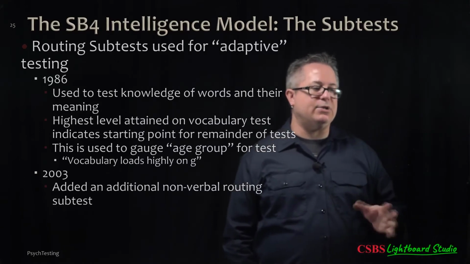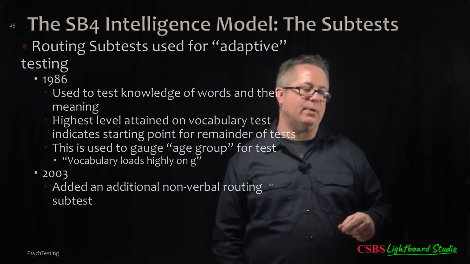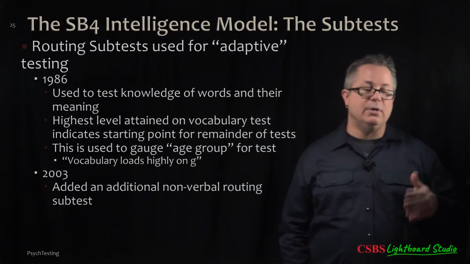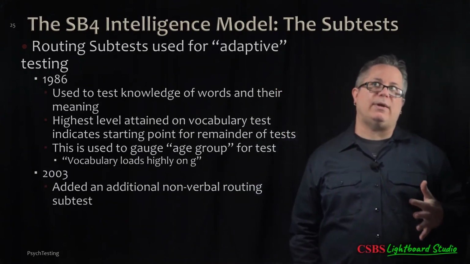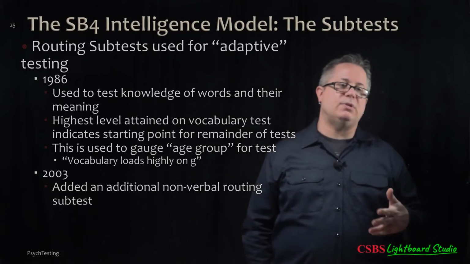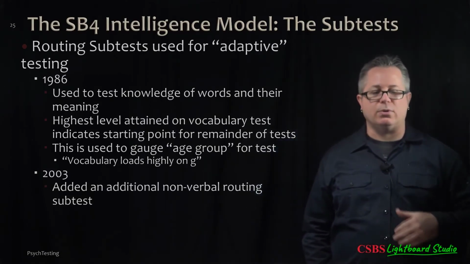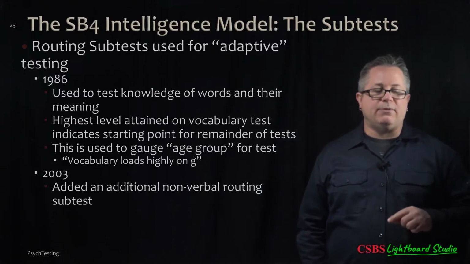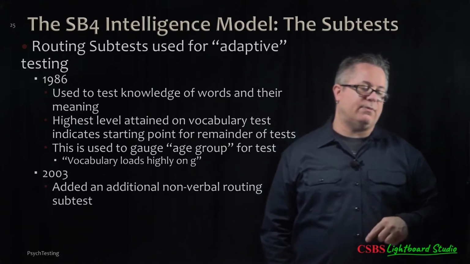This is used to gauge age group for the test, and they looked at vocabulary, which loads highly on the general factor. So a big part of what is driving the general factor is vocabulary. They would use that a lot to start people off based on where they were in terms of their general intelligence.